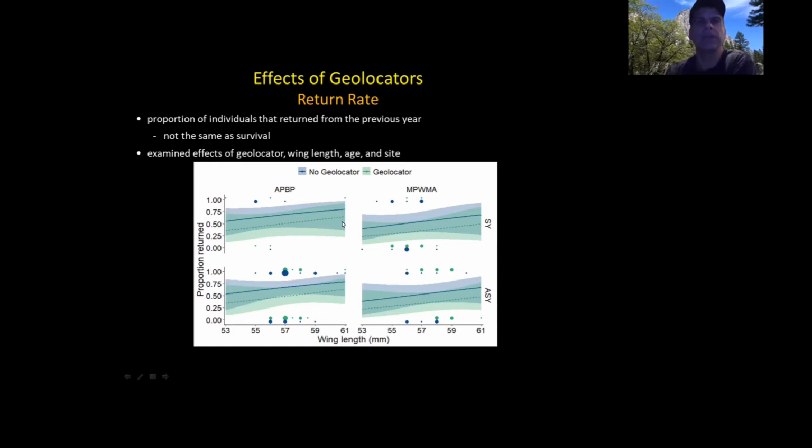And if we compare across ages, so if we compare the upper panels to the lower panels, you can see that the lines for SY and ASY, in terms of where they intercept the y-axis, have values that are almost identical, indicating that age of the bird had very little effect on return rate. So out of all of these effects, the presence of the geolocators was the only one that was statistically significant. But the results certainly suggest that there was an effect of site and wing length.